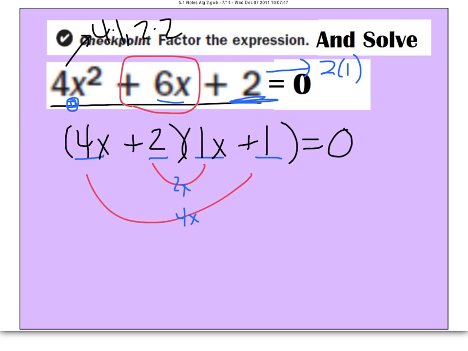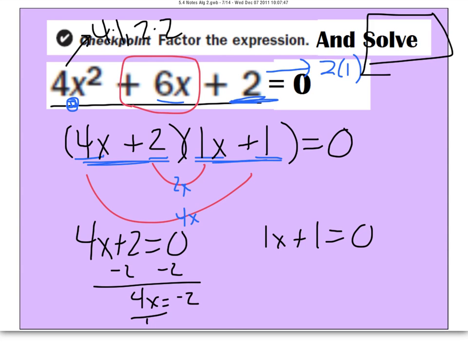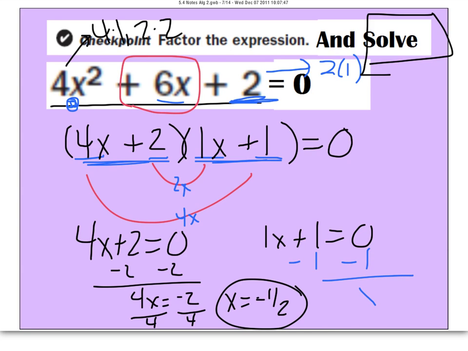So that's factored, but they also said now solve it. So to solve it, remember, take the two factors, set them equal to 0, and solve. So we're going to set these equal to 0 and solve. The one on the left here, I'm going to subtract 2. So I have 4x equals negative 2, divide by 4, x is equal to negative 1/2. This one over here, just subtract 1 from both sides. I'll get x is equal to negative 1, and we have our two answers.